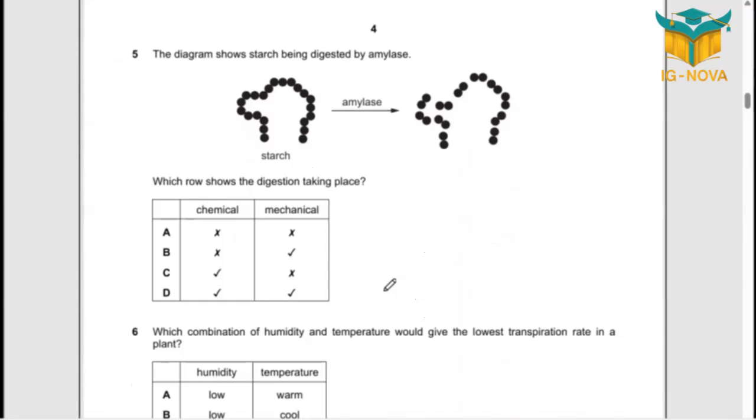Question 5, starch is broken down by amylase into maltose. And maltose is equal to 2 glucoses. Once you reach the level of having molecules like this, it is directly chemical digestion, not mechanical or physical digestion. So I need chemical, not mechanical. So C is okay.